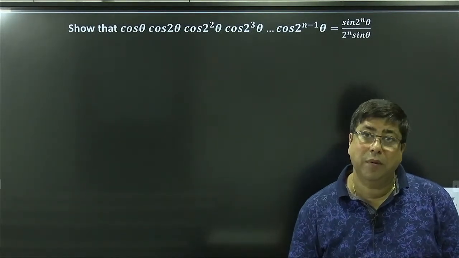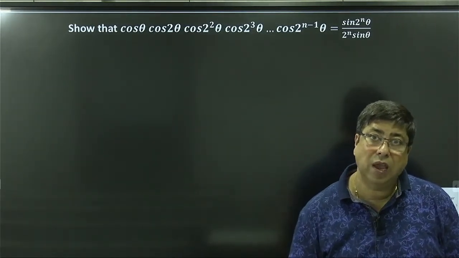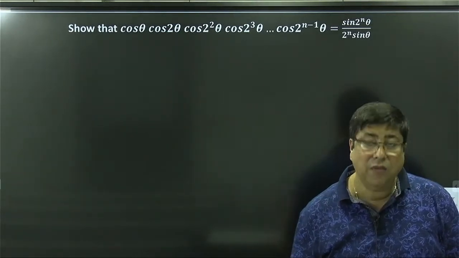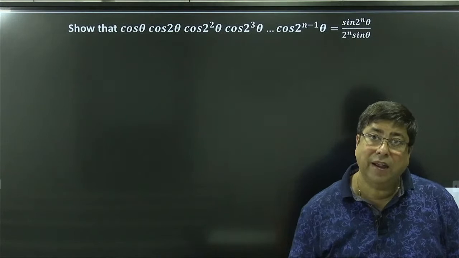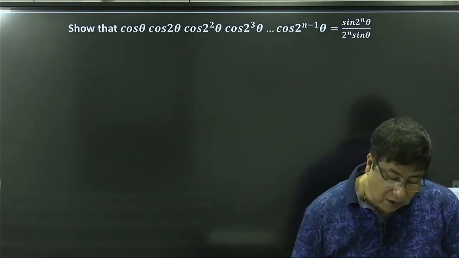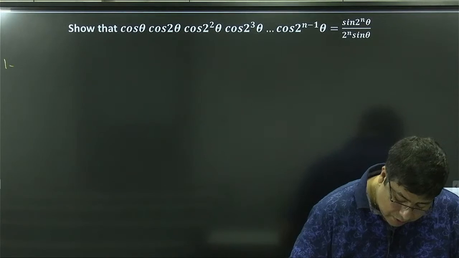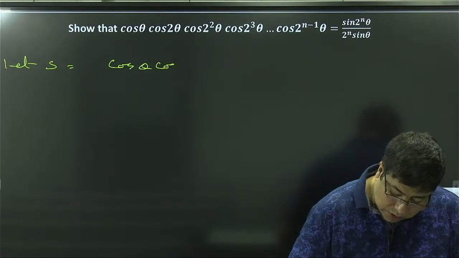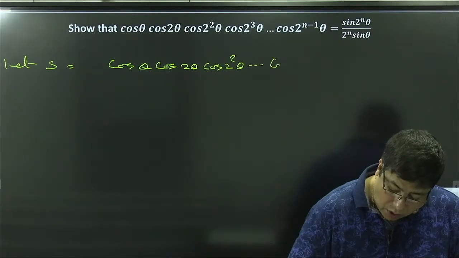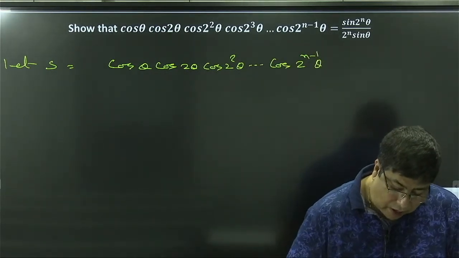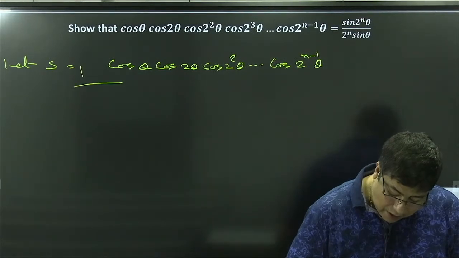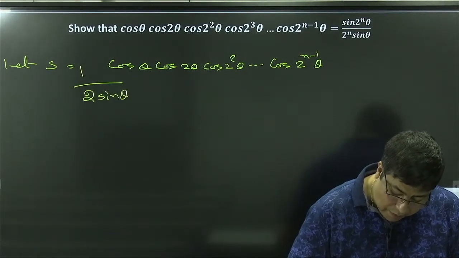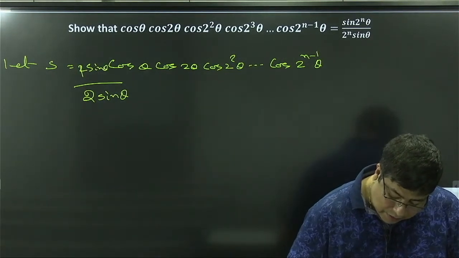2 sin theta, we have to divide by sin theta: 2 sin theta cos theta is sin 2 theta, 2 sin 2 theta cos 2 theta is sin 4 theta, 2 sin 4 theta cos 4 theta is sin 8 theta, that type of sum. Okay. Then let's solve. Let S equal to cos theta cos 2 theta cos 2 square theta and so on up to cos 2 to the power n minus 1 theta. Okay, I am multiplying and dividing by 2 sin theta.